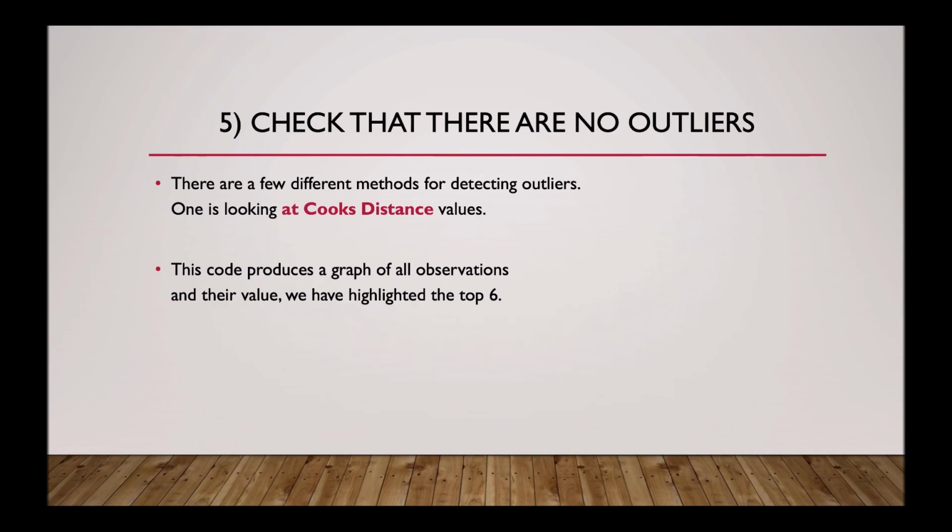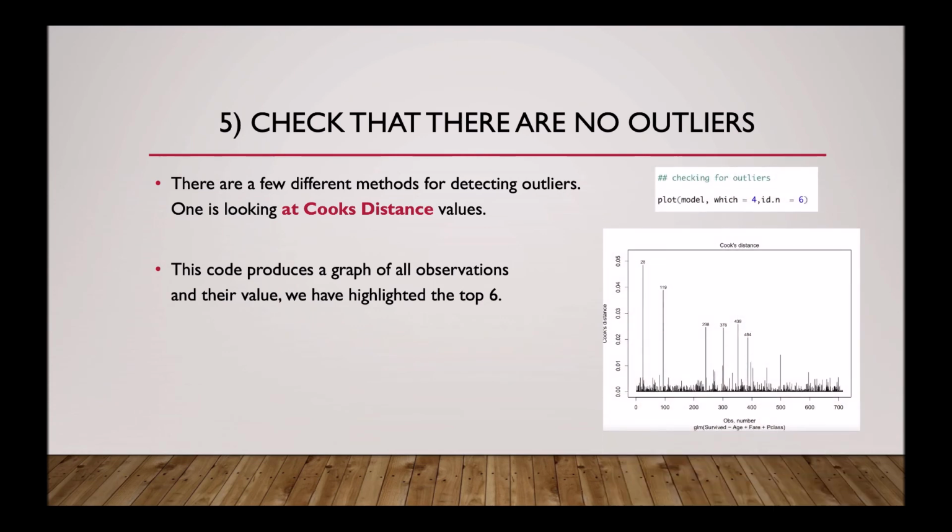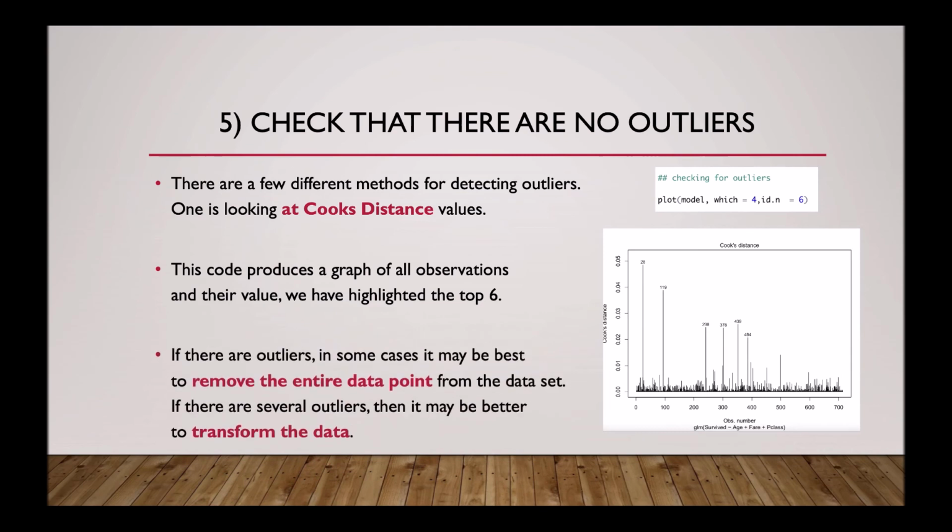And finally, we need to check that there are no outliers. Again, there are a number of different methods to do this, and one is looking at the Cook's distance value. So to use the Cook's distance value, you can use this code. And this code will produce a graph of all observations and the Cook's distance value. Here we have highlighted the top 6, which are potentially our extreme values. If you find that you have outliers in your data, in some cases it may be best to remove the entire data point, but if there are several, then it may be best to transform the data.